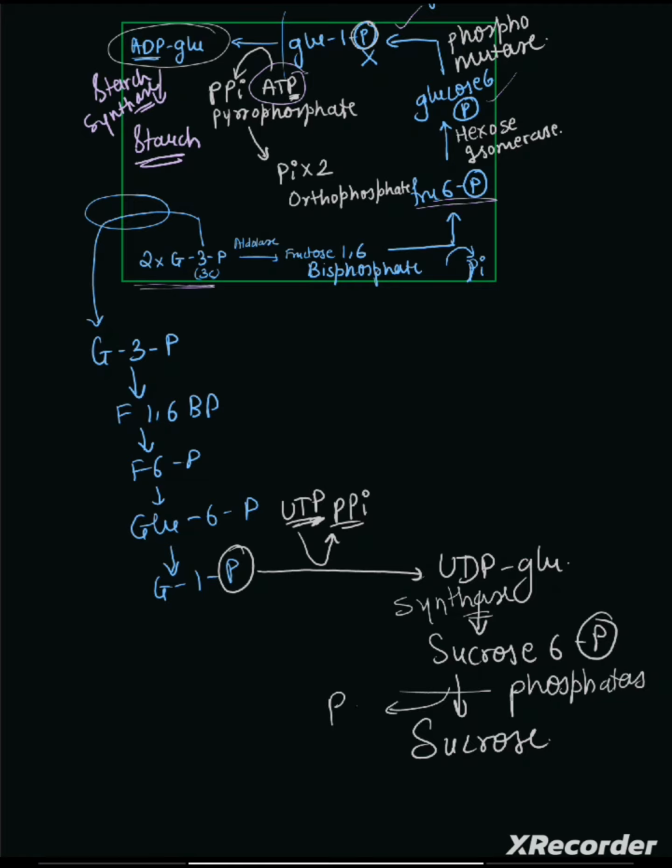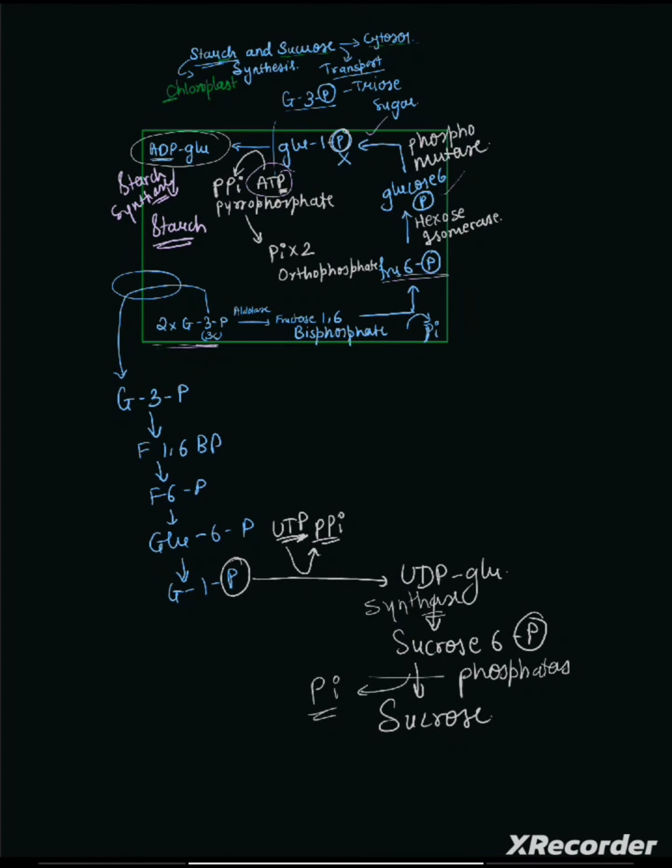Another orthophosphate will be removed. So this is the overall process of starch and sucrose synthesis.